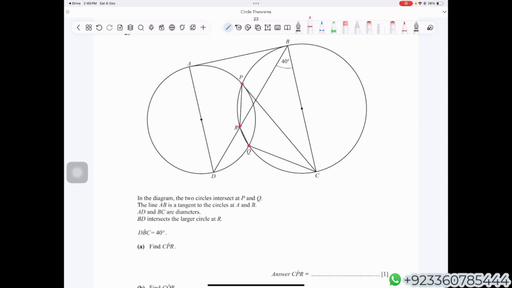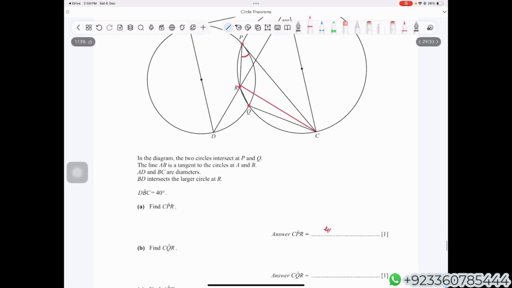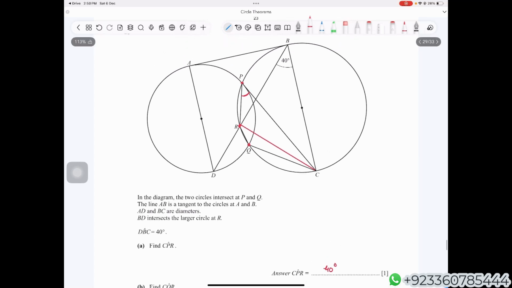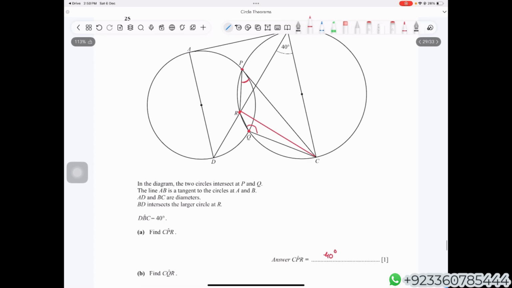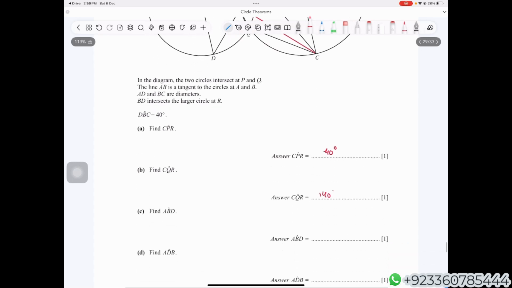CPR is this angle over here. How will we find that? Can you see that if I take the chord CR, then CBR and CPR are angles in the same segment. So CPR is also going to be 40. CQR is this angle over here. Now can you see that CQRB is a cyclic quadrilateral and opposite angles of a cyclic quadrilateral add up to 180. So this will be 140 degrees.